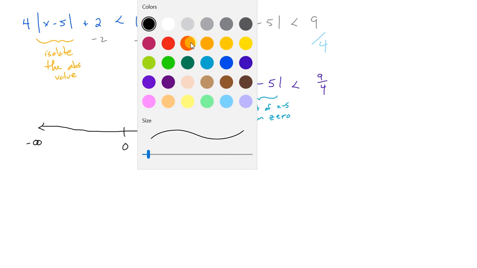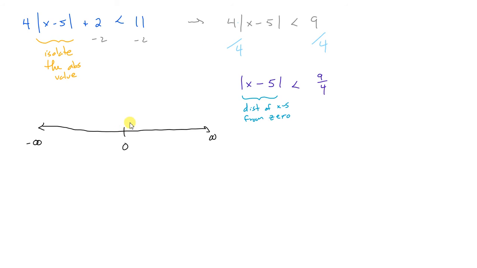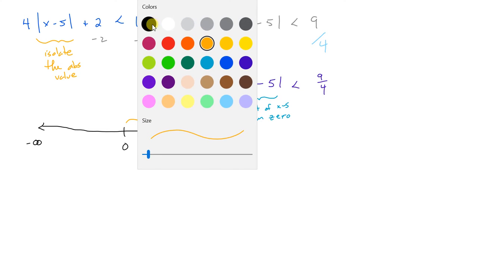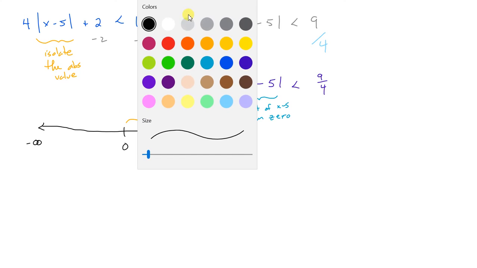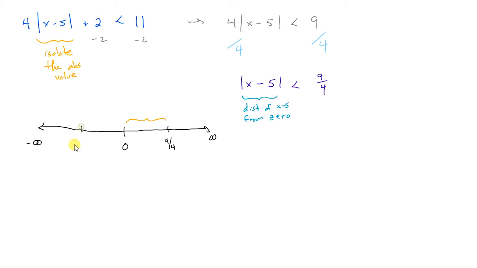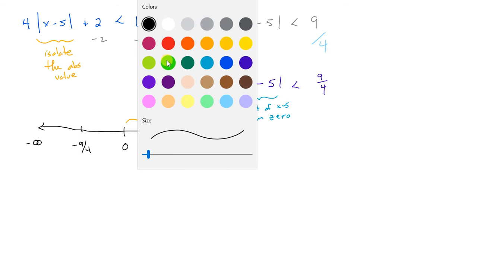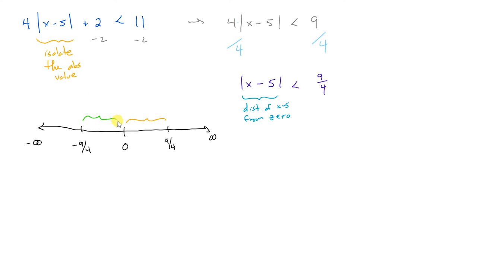So how can you be less than 9/4 away from 0? Well, what if you're in here? Anything between 0 and 9/4, the distance of anything in this yellow region from 0 would be less than 9/4, correct? What about on the flip side? What if I go from 0 down to negative 9/4? Let's call this the green region. Anything in there will also be less than 9/4 of a unit away from 0.